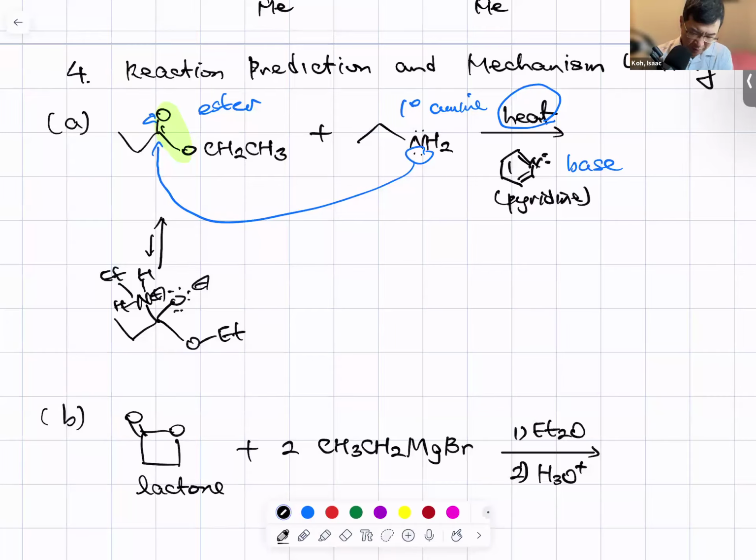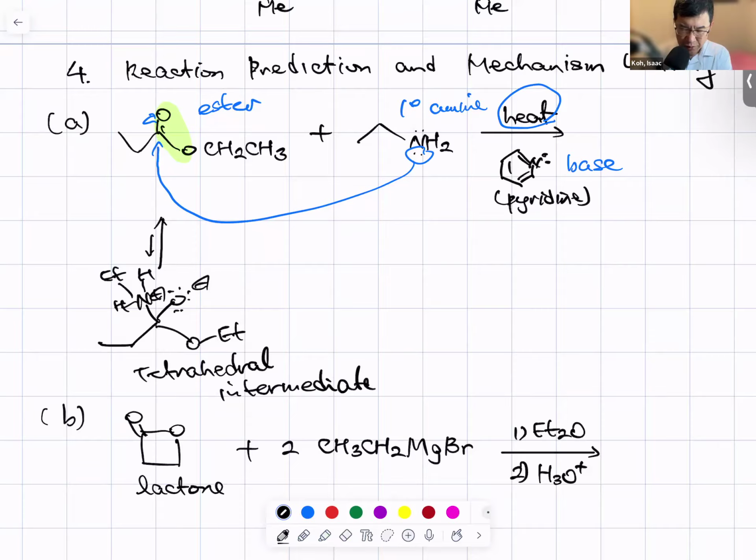Okay, let me draw it clearly again so you can see better. Okay, this is the tetrahedral intermediate. Okay, and then let's use the base, this pyridine. Let's use pyridine as a base. The lone pair is taking the proton away, making a neutral oxide ion.